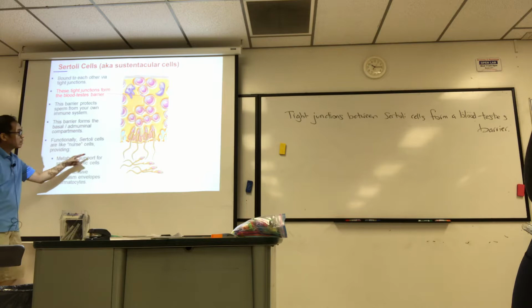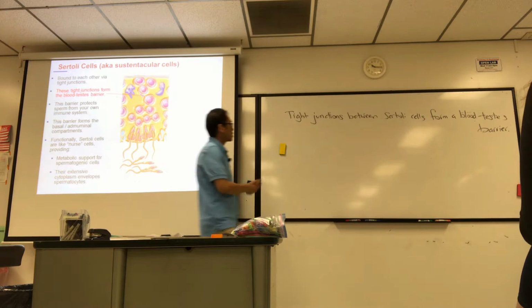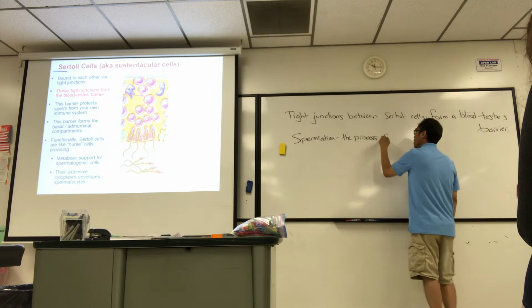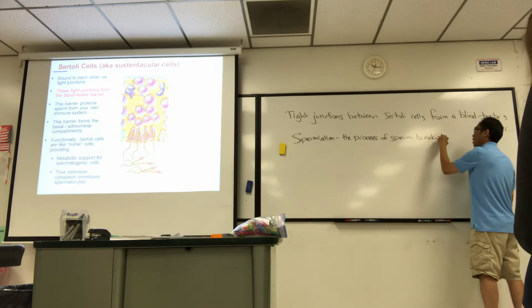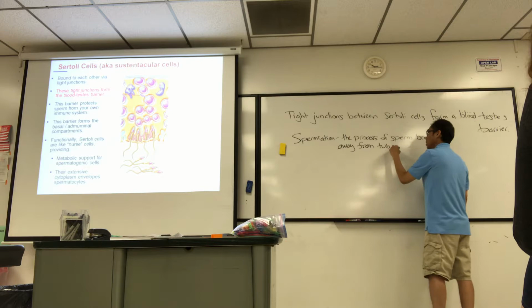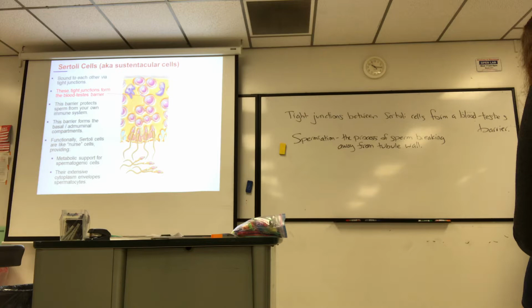The process of them breaking off the tubule wall and swimming away is called spermiation, yet another term. Spermiation: the process of sperm breaking away from the tubule wall. They swim to the rete testis, efferent ductules, to the epididymis. Maybe they'll be stored there for a while. It's controlled by testosterone.